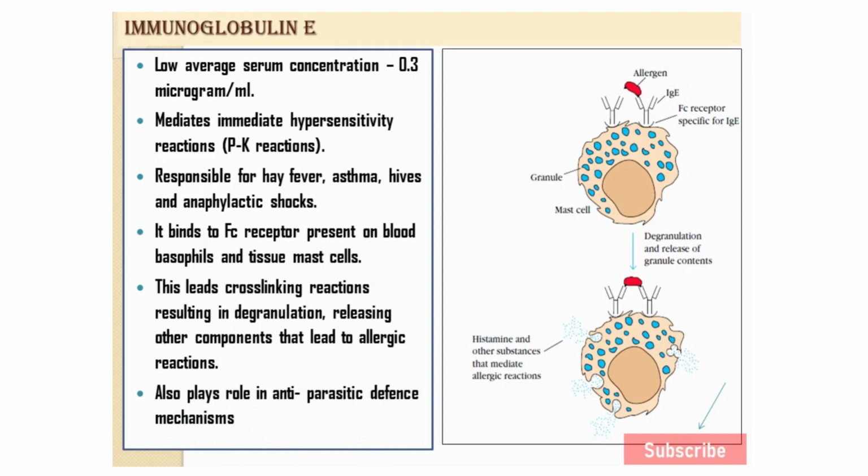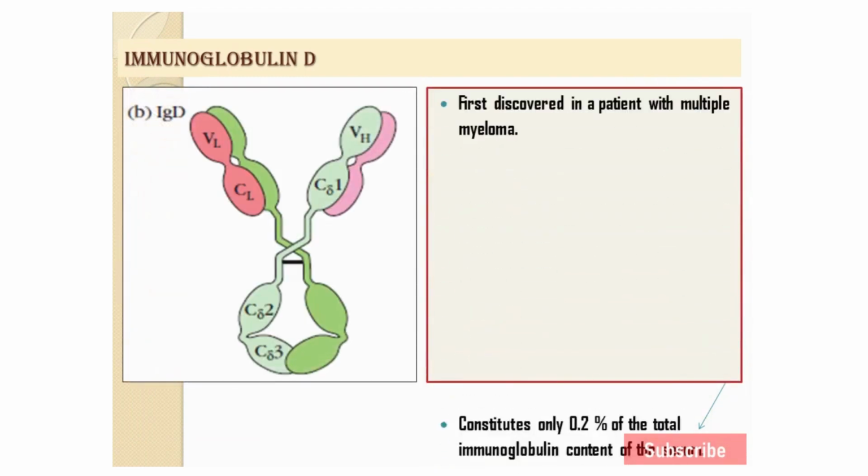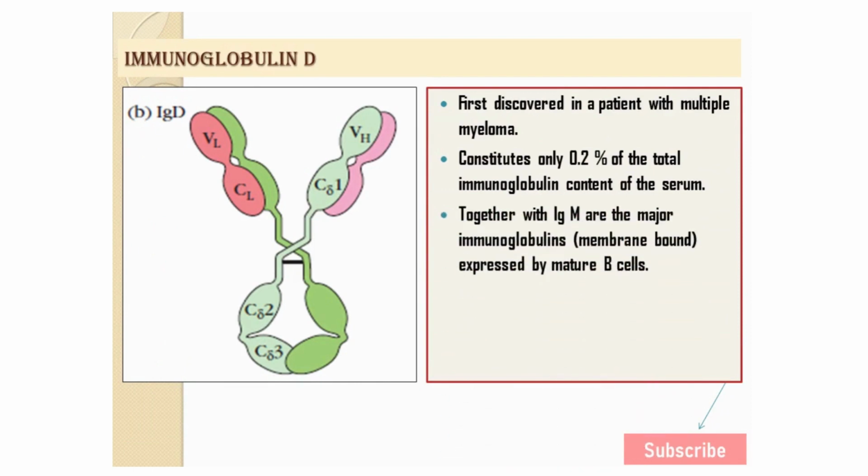And lastly, the immunoglobulin D or IgD. It was first discovered in a patient with multiple myeloma. They constitute only 0.2% of the total immunoglobulin content of the serum. Together with IgM, they are the major immunoglobulins that are membrane bound and are expressed by mature B cells. There is no biological effector function that has been identified to be performed by IgD.